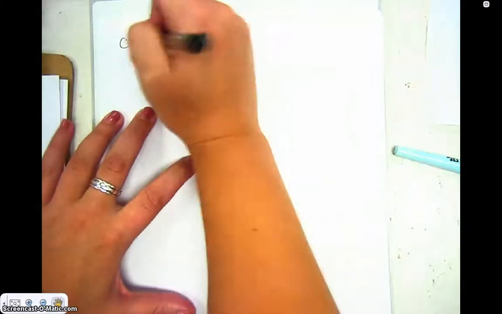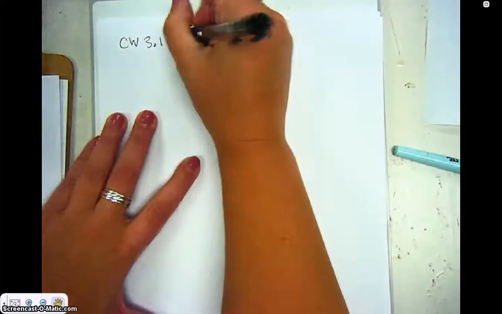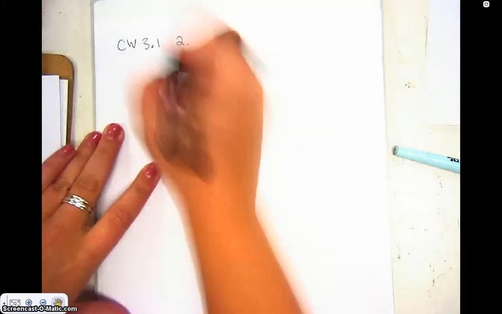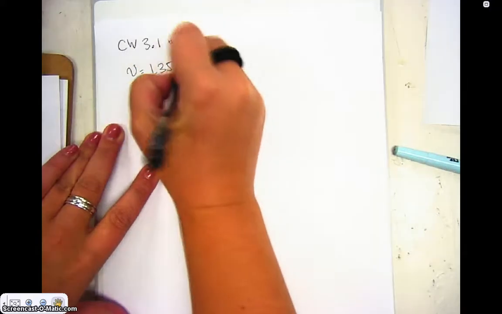Alright, this is going to be some classwork from 3.1. So we're going to start and do classwork 3.1, number 2. Number 2 says you have a child on a merry-go-round and it's moving with a speed of 1.35 meters per second. So my velocity then is 1.35.